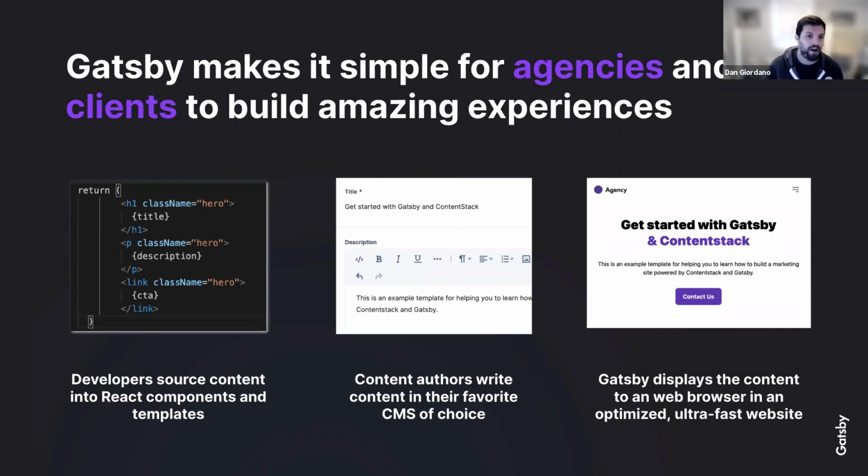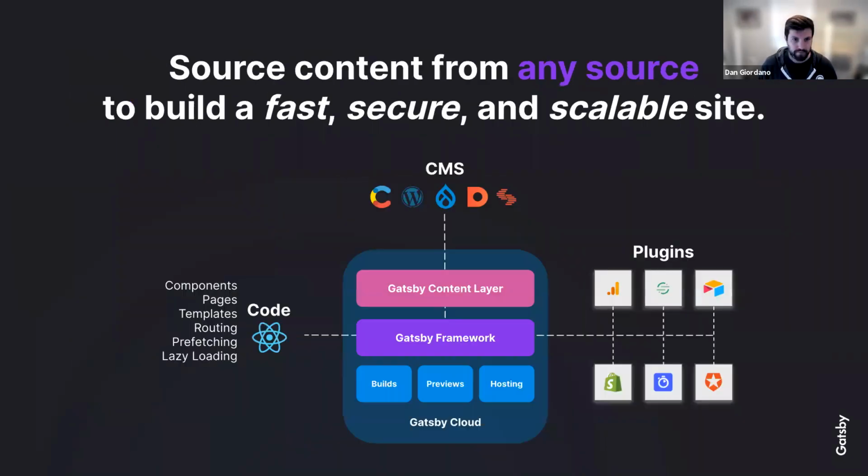And then that is exposed in the form of a website, and we display that content in the web browser. So you can see here, we have the H1 title, description, CTA. We're filling those in the middle here, and then it's displaying. This is just a really easy way for you to visualize with your client how the setup works. And then you can source content from any source to build a fast, secure, and scalable website.